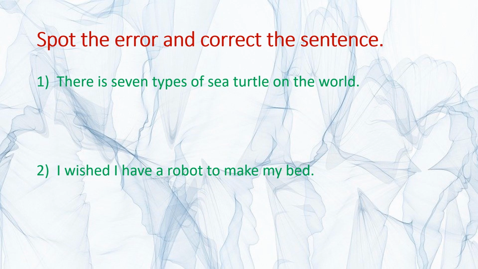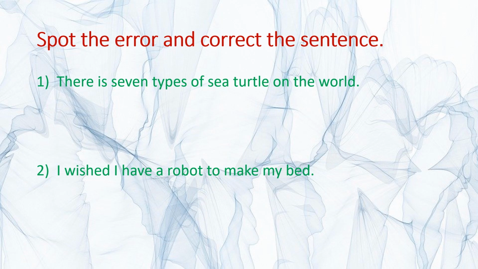I'll just discuss this answer, students. Then you have to write it on your own. So there are 7 types of sea turtles. Turtle is there, so you have to write turtles. Then "on the world", no. What will come here? In the world. Okay, so this is the answer.